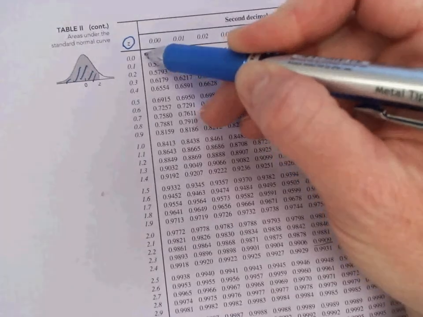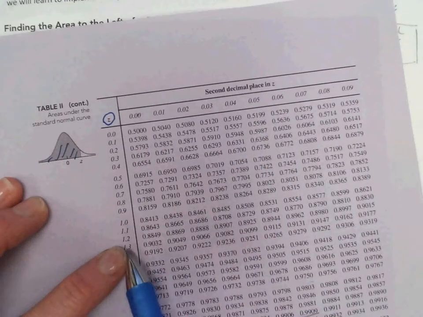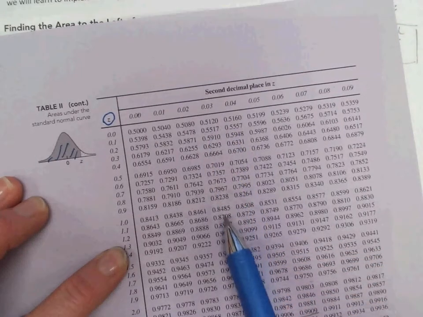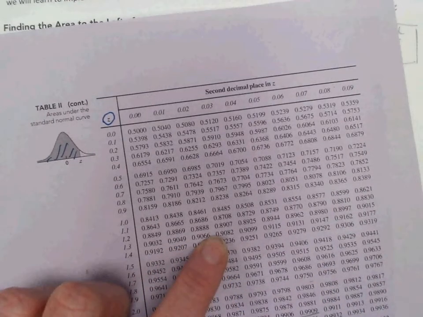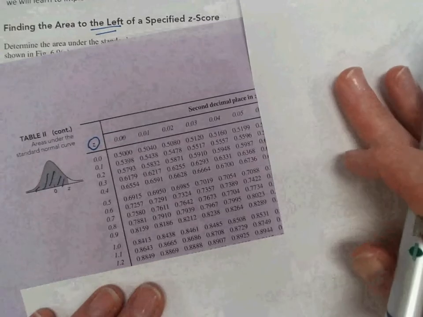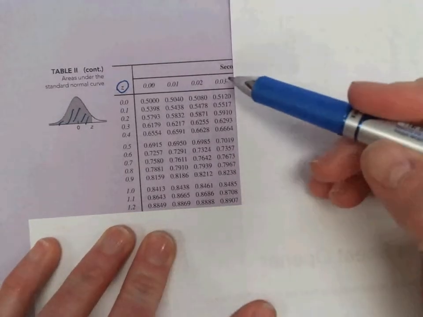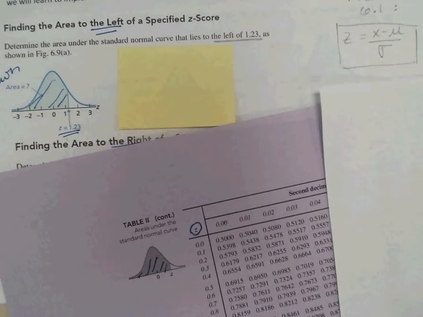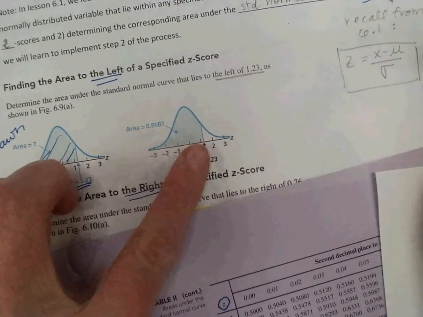I go down this side first, or this column. I find 1.2, and then see how it says second decimal place? So this is the first decimal place. The second decimal place is here, it's 0.03. So I'm going to line those up, and 0.8907. Some people who have, it's really tiny, feel free to use some paper, I think paper is probably easiest, to help you navigate. Oh, there it is. Like, here's the 0.03, here's the 1.2, so where they meet is the area under that curve. So 0.8907 would be the area underneath, or to the left of 1.23.